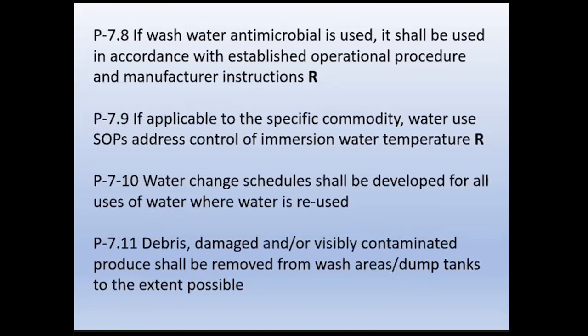All right, P 7.9, if applicable to the specific commodity, now we're getting specific commodities, water use SOPs address the control of immersion water temperature. So again, this reflects back to the similar section under field process. It talks about where you've got that hot product, particularly we know about tomatoes and cantaloupe, and you can get potential infiltration of your dunk tank water. So your monitoring records of your temperature will need to be in place, and definitely have SOPs for your workers to follow to make sure that this is getting done.